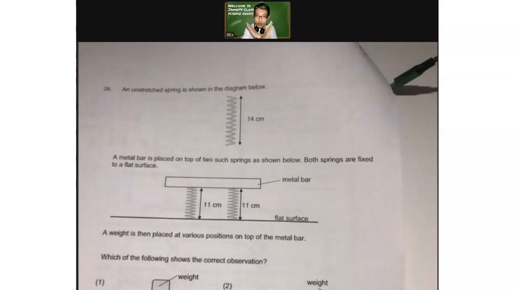Ready now? Last question. This is about your forces. An unstretched spring is shown in the diagram below, unstretched. So it's not yet compressed. It's not yet stretched. So in an unstretched spring like this, there is no elastic spring force yet. Because elastic spring force is the force that makes the spring want to return to its original shape and length. Since you haven't stretched it, of course, the length is just that. There's no change in the length.